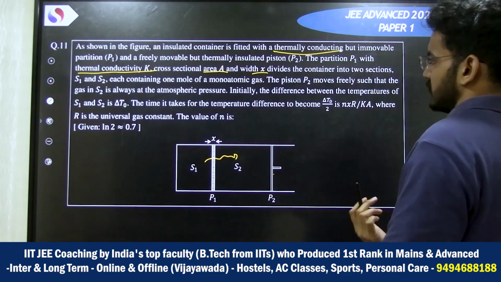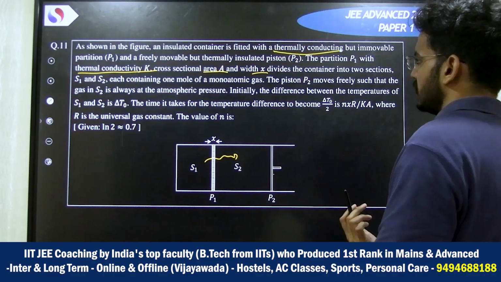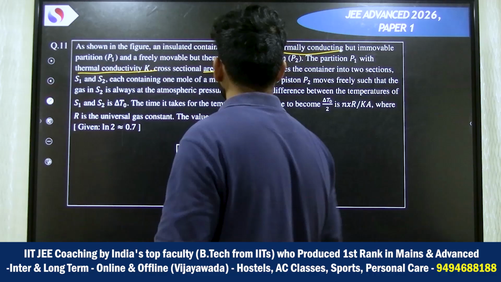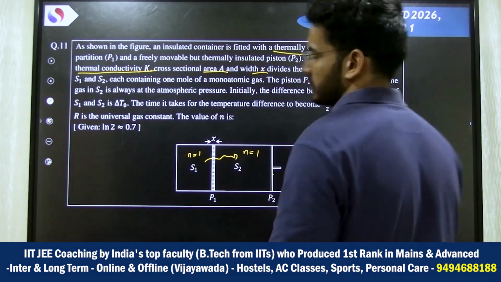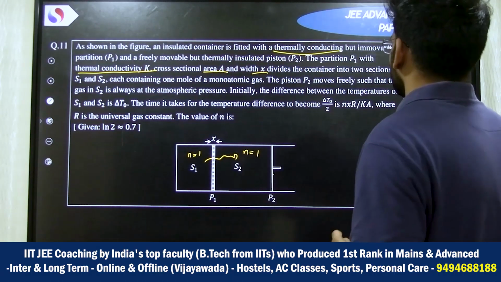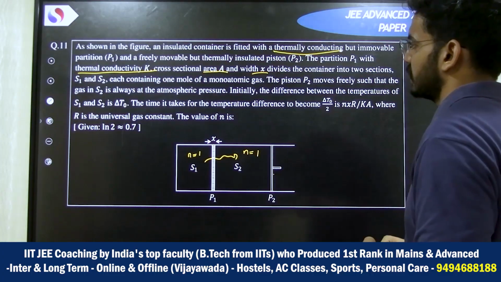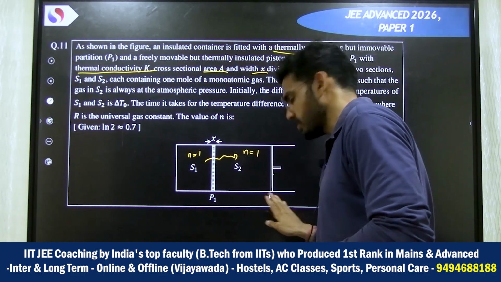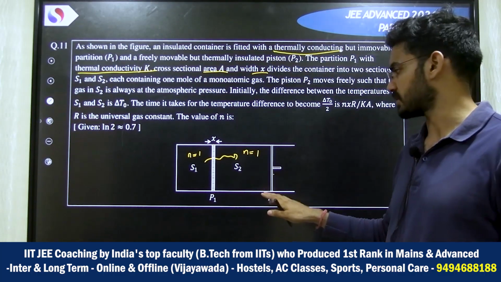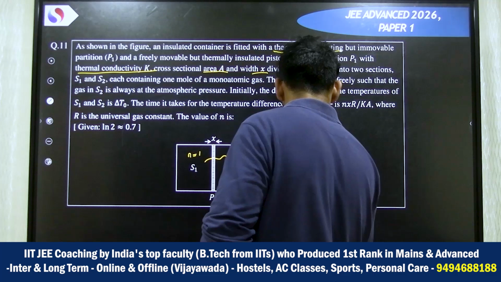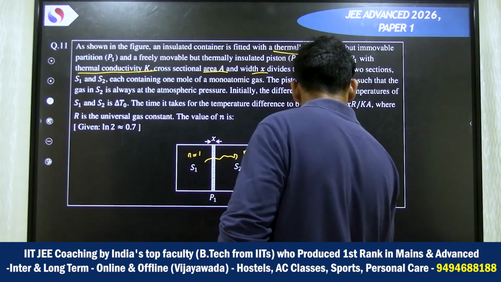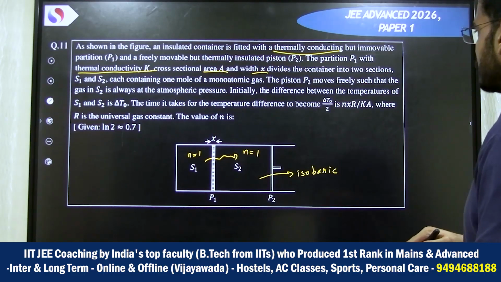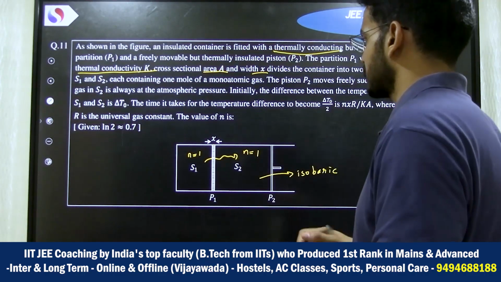Divides the container into two sections, S1 and S2, each containing 1 mole of gas. So here n equals 1. Monoatomic means degree of freedom 3 if required. The piston P2 moves freely such that the gas in S2 is always at atmospheric pressure. So as P2 is moving, keeping the pressure constant at atmospheric pressure, this is an isobaric process. Initially the difference between the temperatures of S1 and S2 is delta T naught.